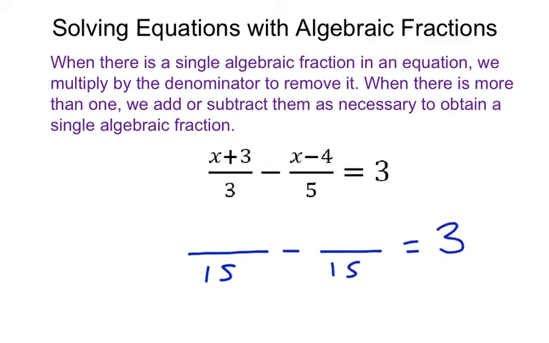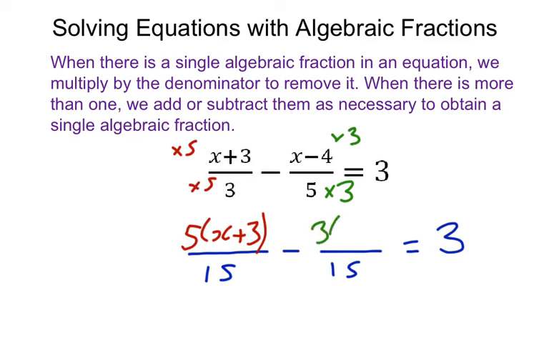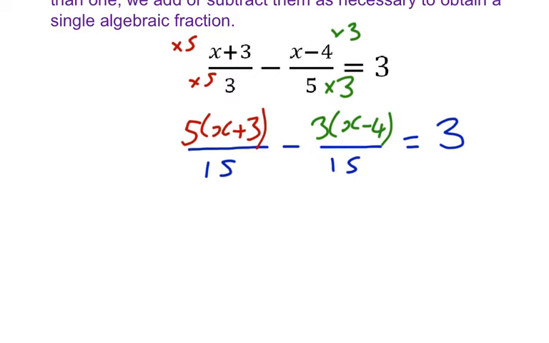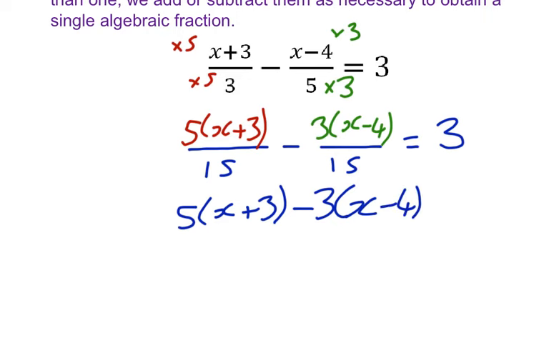And that is still all going to be equal to 3. We multiply the 3 by 5, so we have to multiply the top by 5, giving us 5(x + 3). And we multiply the 5 by 3, so we have to multiply the top by 3, which gives us 3(x - 4). And now we are going to combine the two fractions into one, so we get (5(x + 3) - 3(x - 4)) all over 15 equals 3.